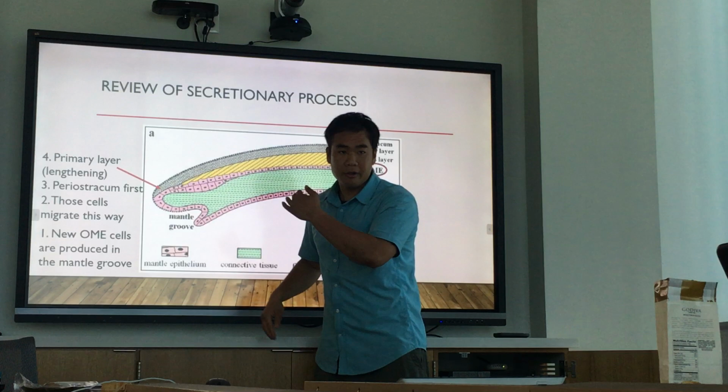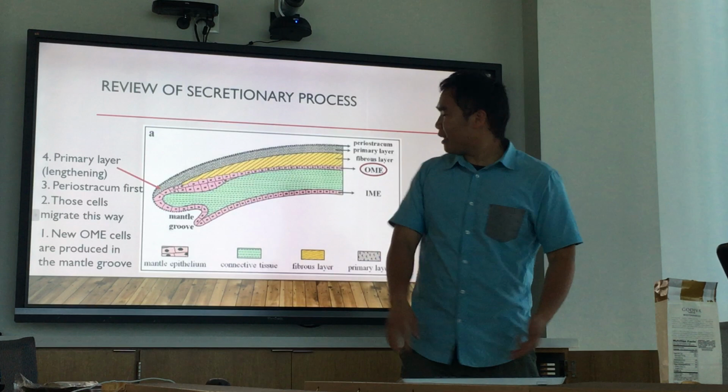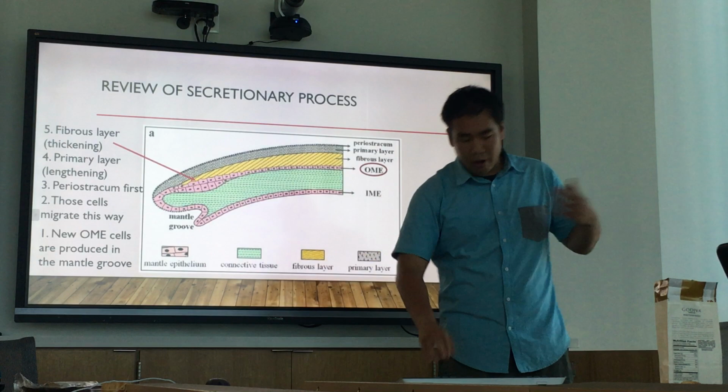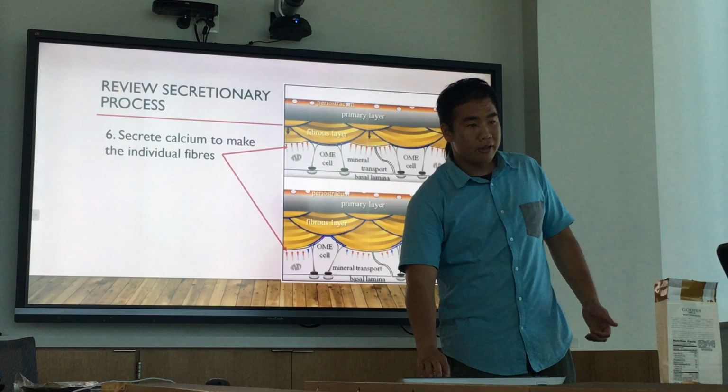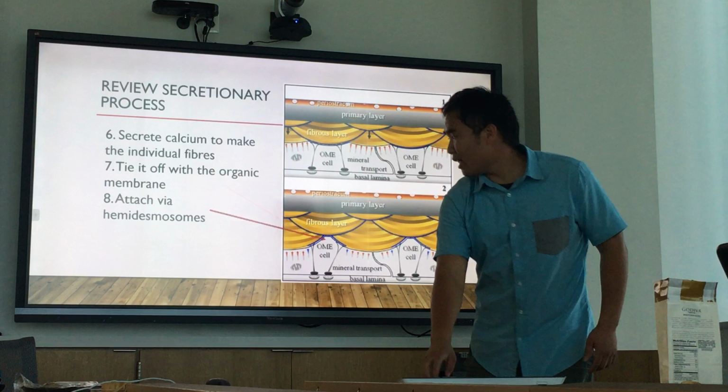the primary layer is for lengthening, and the fibrous layer is for what again? Thickening. Thickening, yeah. Okay, so now that you're on to making the fibrous layer and thickening, the next step is to secrete calcium carbonate to make each fiber. Once you're done secreting the calcium carbonate, then you have to finish it with what? The organic layer, right? The blue stuff. Right, you gotta finish with the organic layer, and then the last step is to attach the cells to the organic layer via hemidesmosomes.